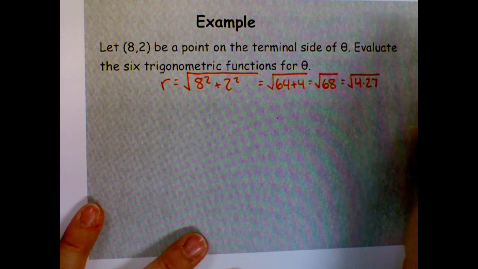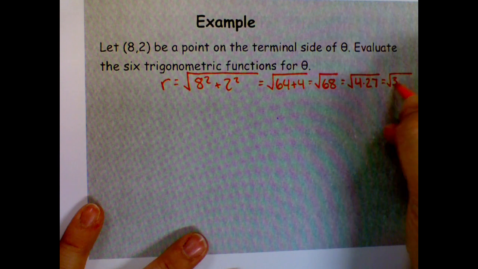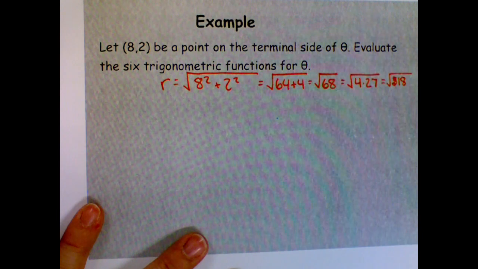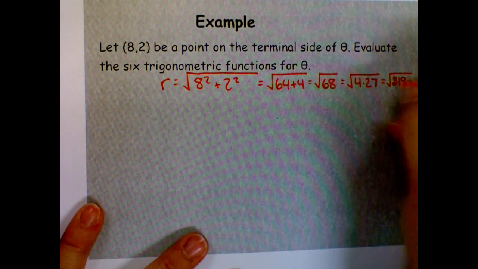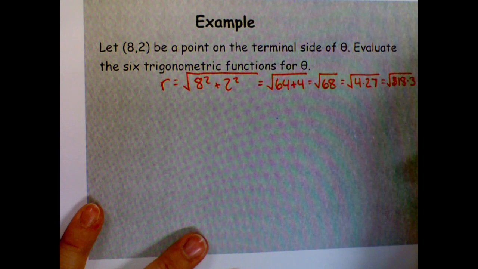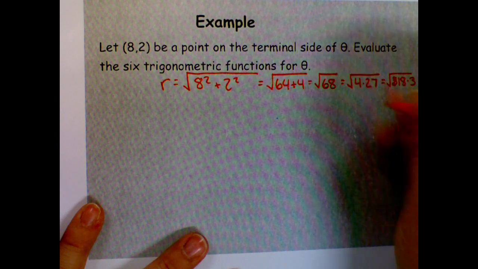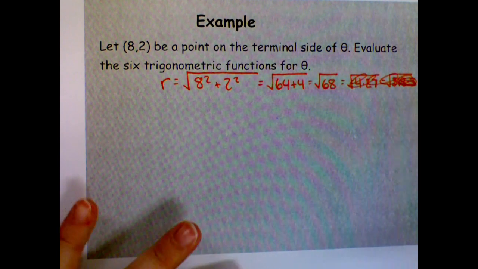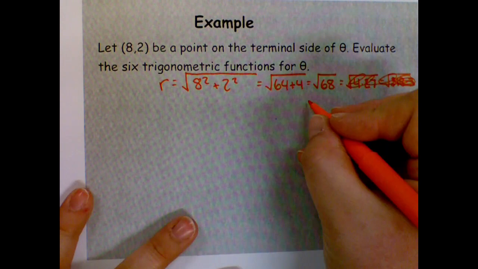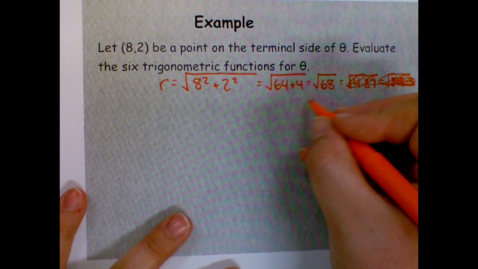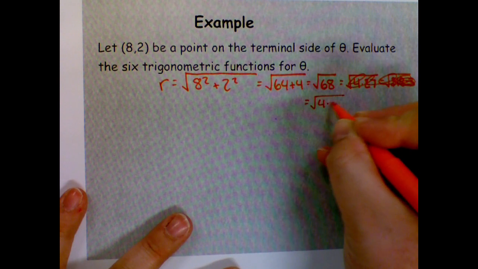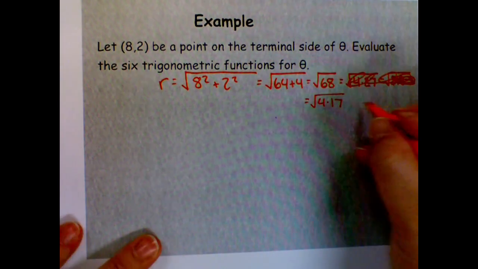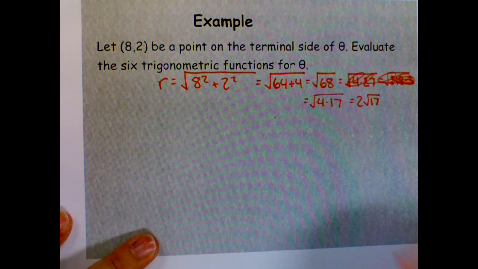Oh, let's pause on that. It wasn't that. 4 times 17. There we go. So r is 2 square root 17.